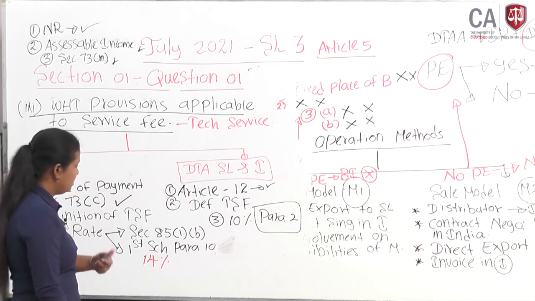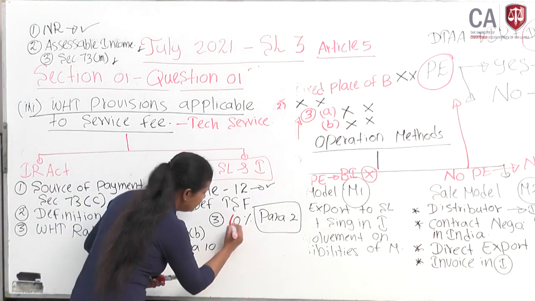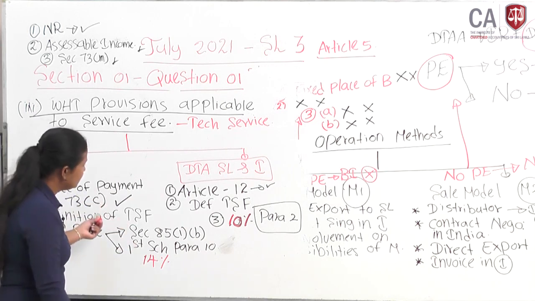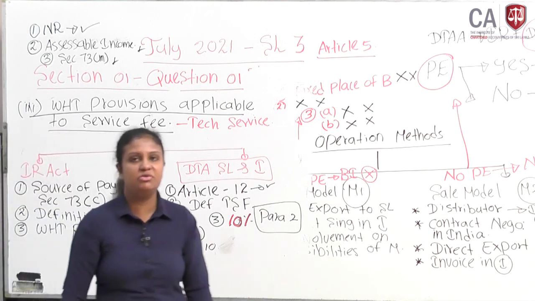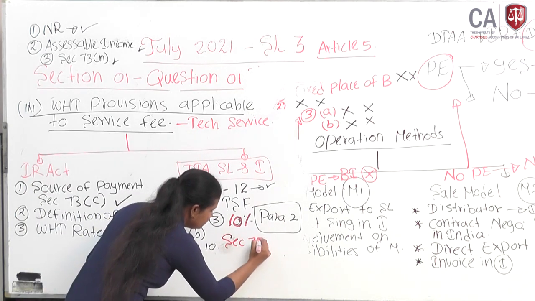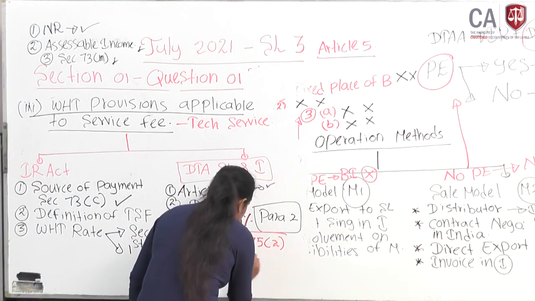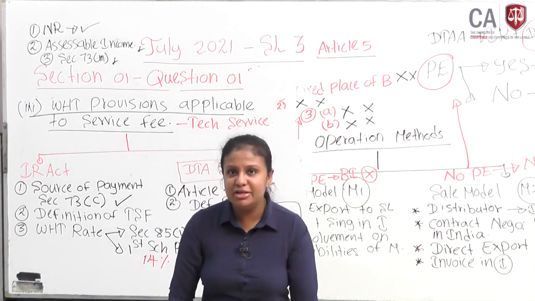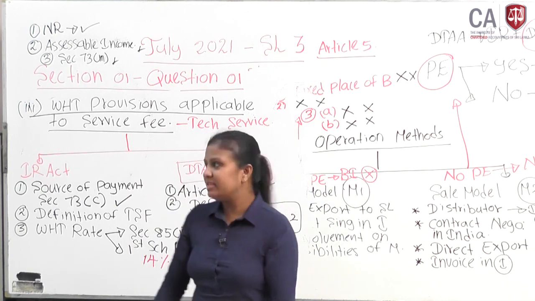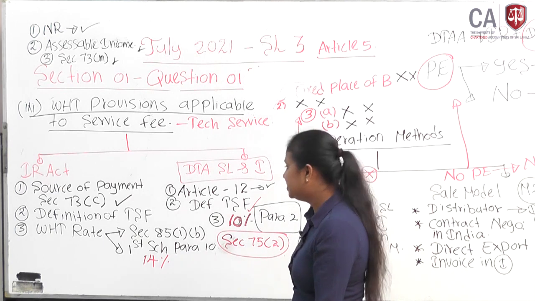And again, there is an Inland Revenue Act provision of 14%. In the Double Taxation Treaty provision, there is 10%. There is a conflict between the Double Taxation Treaty and the Inland Revenue Act. Apply section 75 subsection 2. The Double Taxation Treaty supersedes the Inland Revenue Act. Accordingly you can apply the 10% as per the Double Taxation Treaty.